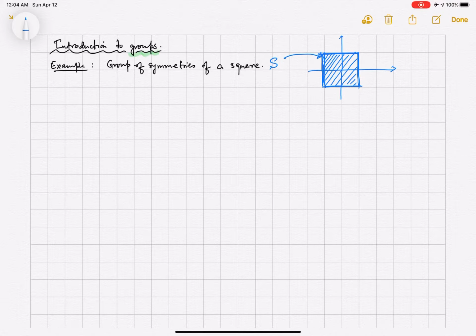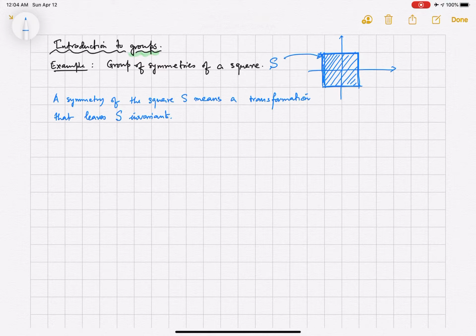But idealized, of course. So then, what do I mean by a symmetry of the square? A symmetry of the square S means a transformation that leaves S invariant. Now that sentence is rather imprecise.